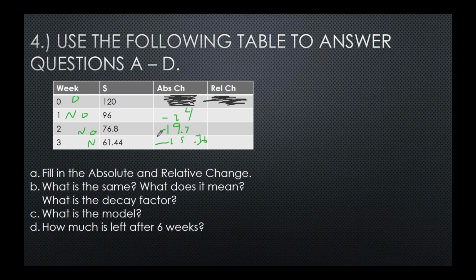There we go. So when you look at your absolute change, you can see that they are inconsistent, right? We do not have constant change, therefore we do not have a linear model. Okay, relative change. What did you find when you looked at your relative change for each of these? Negative 0.2, exactly. So all of these are negative 0.2. And that would be a negative 20% if you wanted to look at it as a percentage.